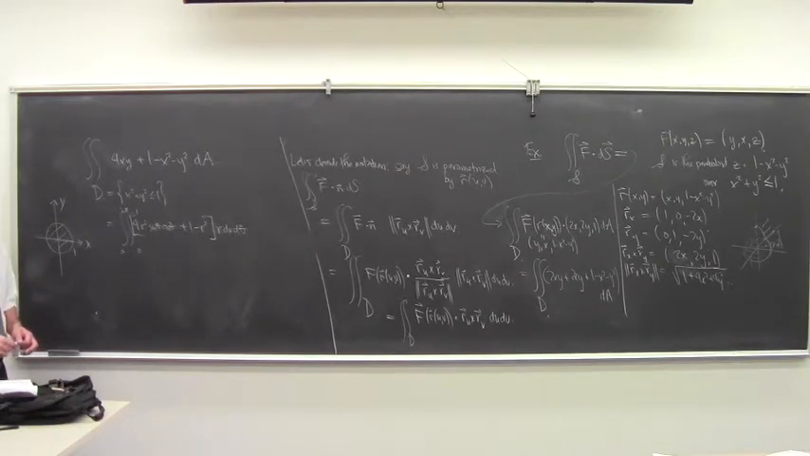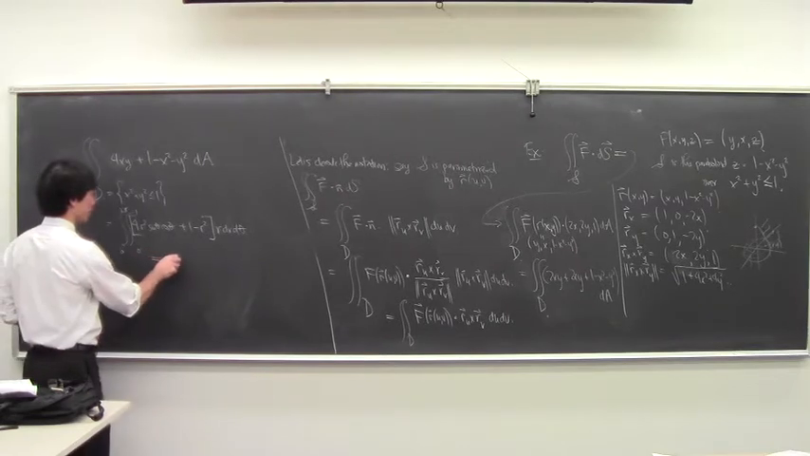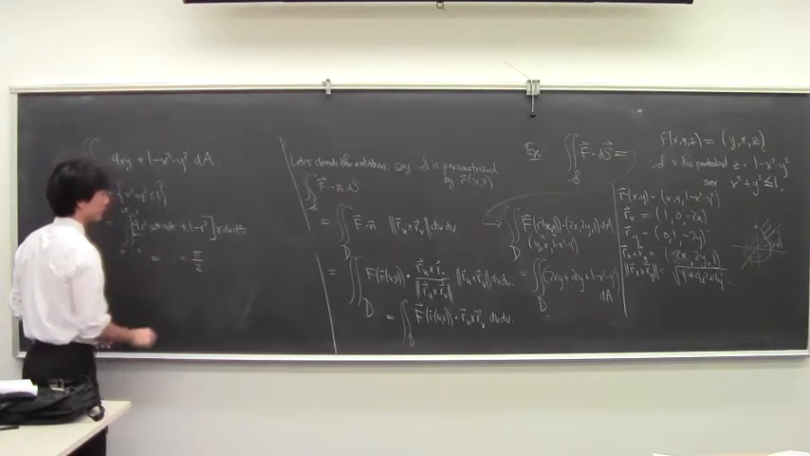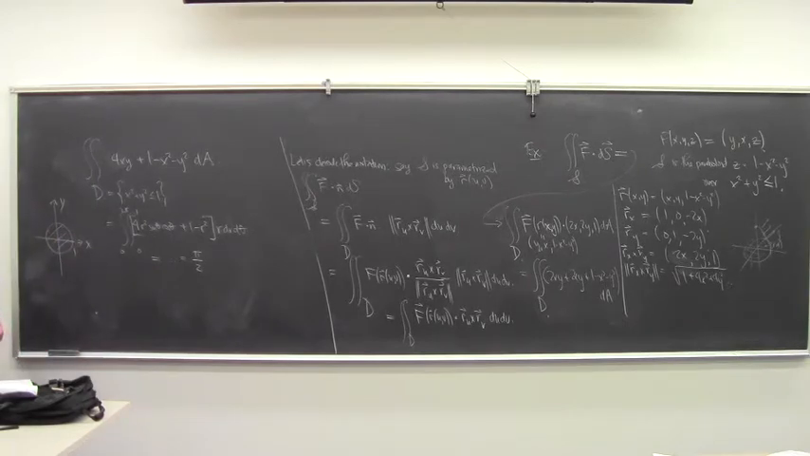Right. And then you'd integrate that. It's not so hard. It turns out to be pi over 2. So that would be the flux of the field through the surface. Okay.